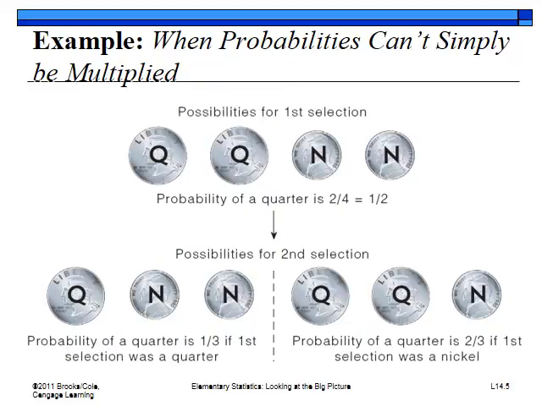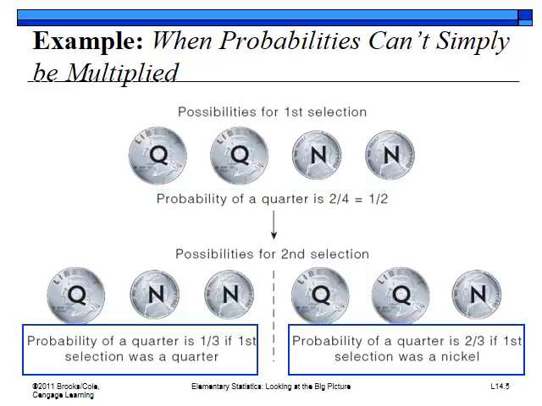So, this diagram shows you that there are 4 choices for the first selection: quarter, quarter, nickel, nickel. And for the second selection, the probabilities depend on which coin was selected and removed from possibility. The probability that the first one is a quarter is 1/2, and then the probability that the second one is a quarter is either 1/3 or 2/3, depending on the first coin selected.